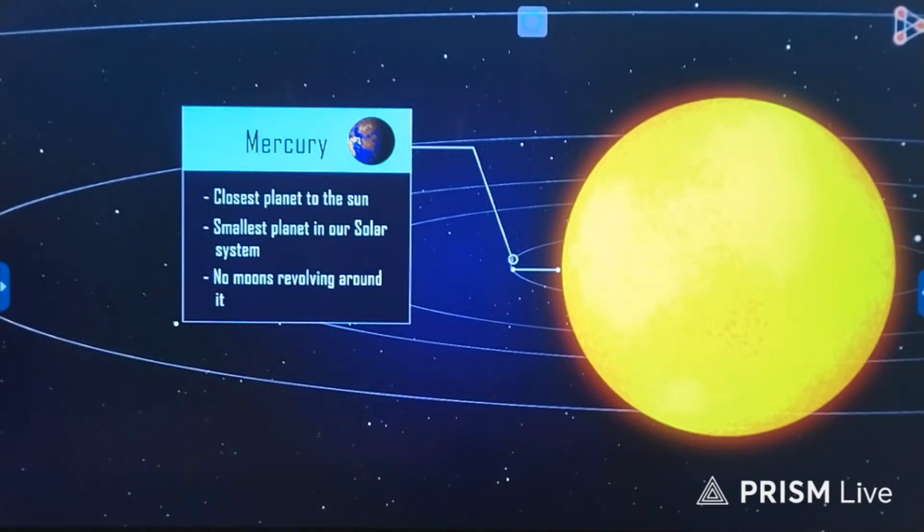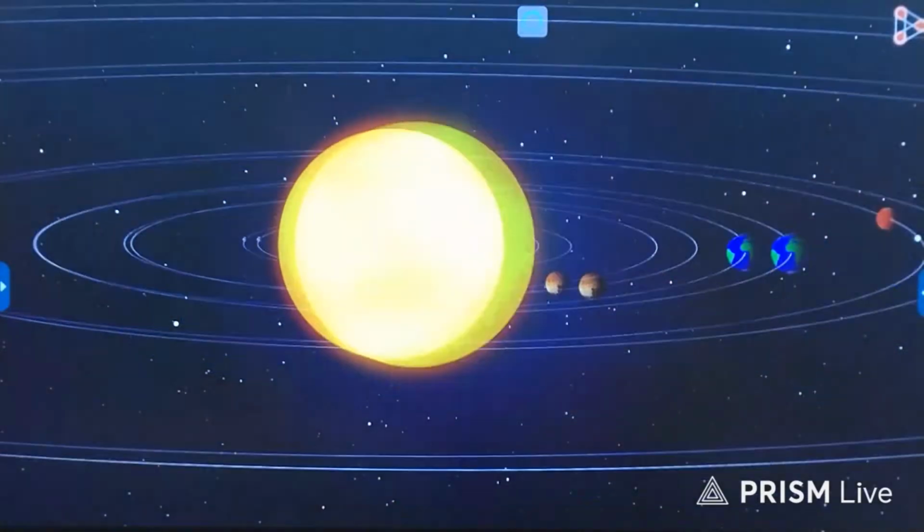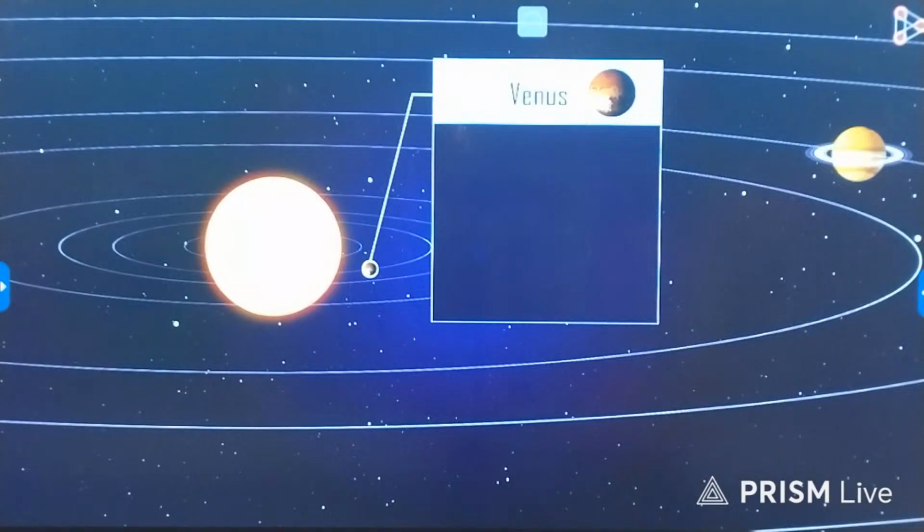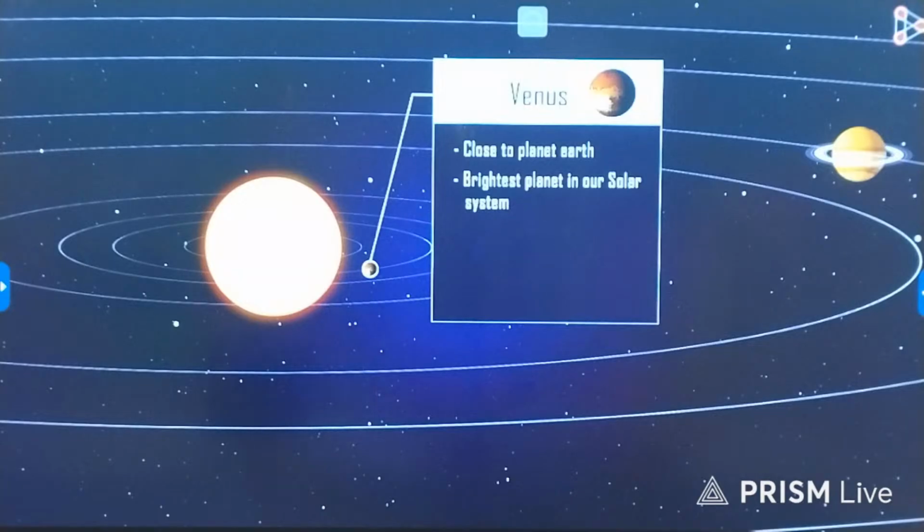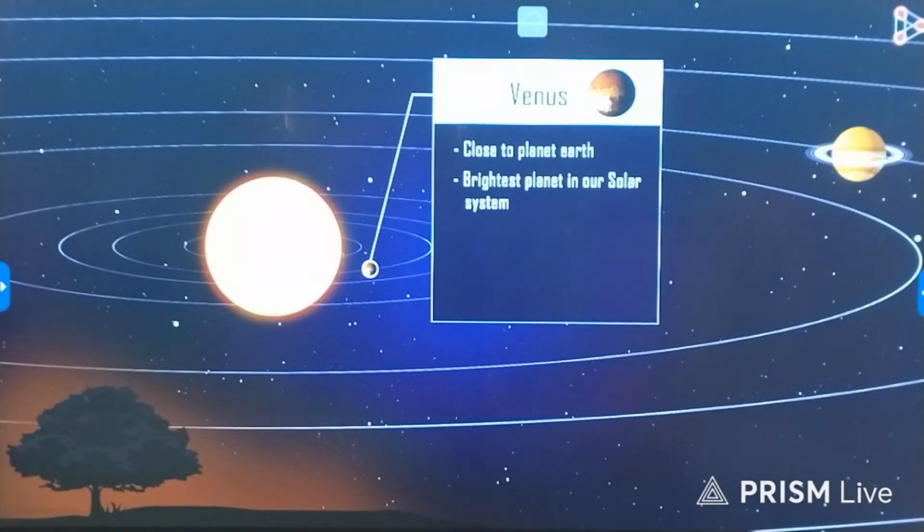There are no moons revolving around Mercury. The second one is Venus. This planet is close enough to our planet Earth that we could call it our neighbor. It is also known to be the brightest planet to be seen in the night sky. So where can we view Venus? Try to look out for it in the western sky after sunset.